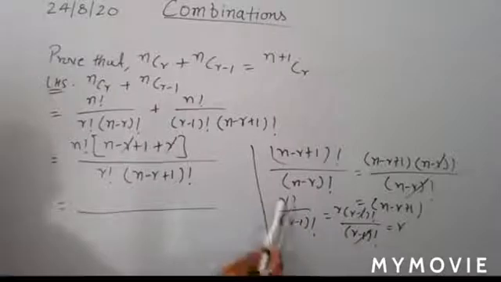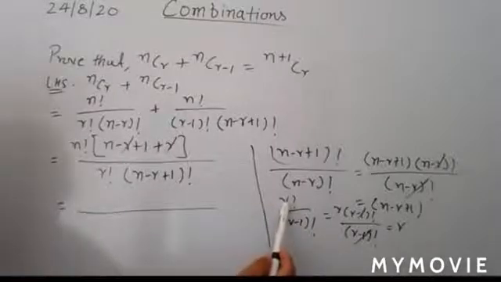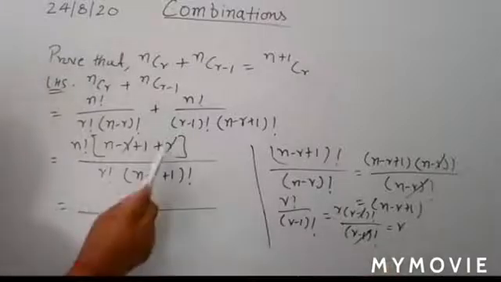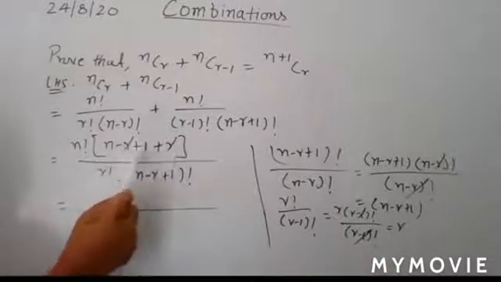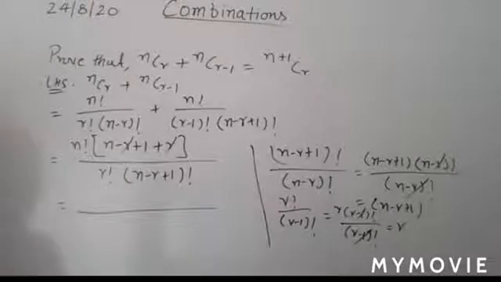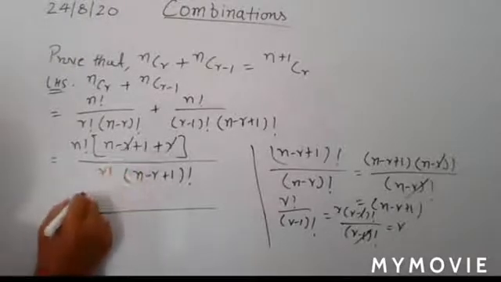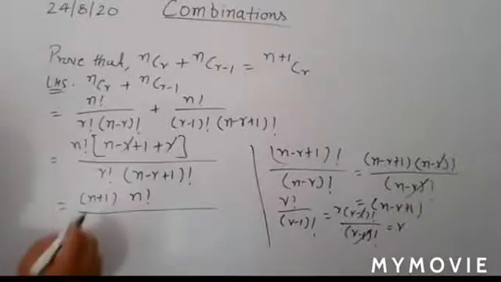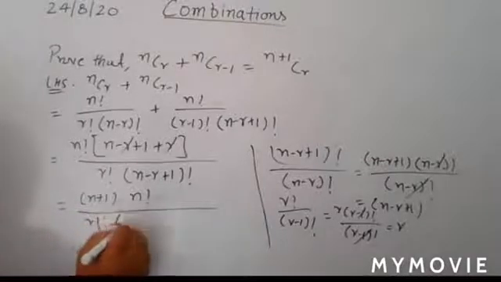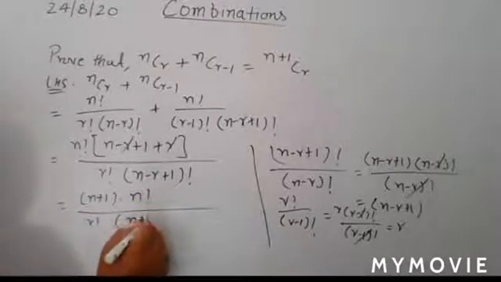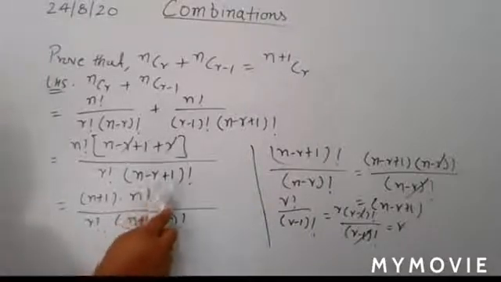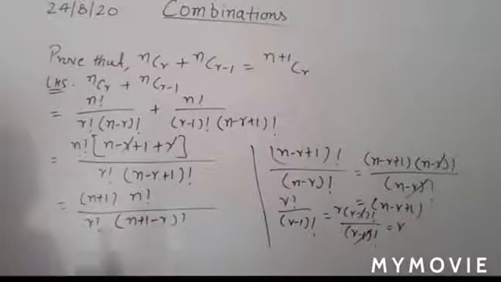So just check it in rough. r is expanded to r into (r minus 1) factorial divided by (r minus 1) factorial, that cancels. So here you have r, and you just write it here r. So r and r cancel out, and only you have n plus 1. So n plus 1 into n factorial you can write here, and in the denominator you have r factorial into, this term can be written as (n plus 1 minus r) factorial. n minus r plus 1 can be written as n plus 1 minus r.